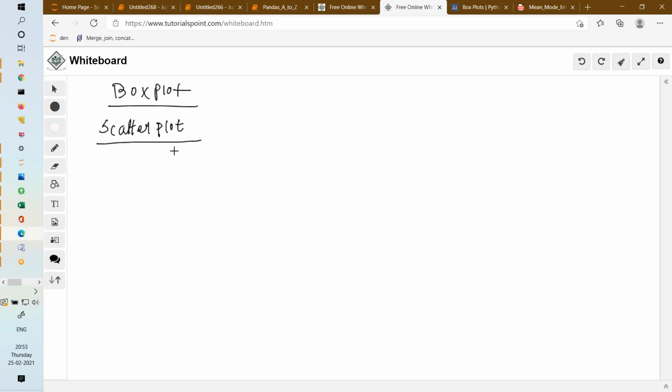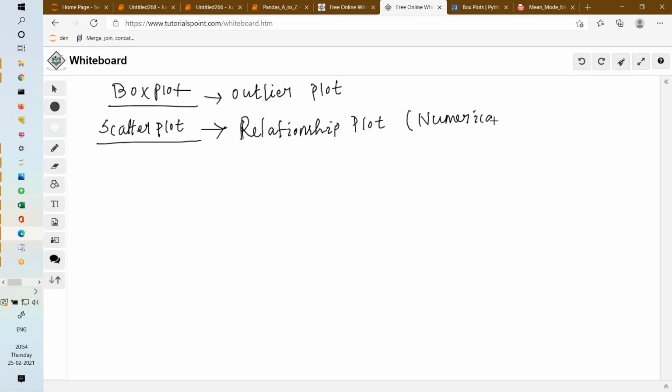So what is your scatter plot? Scatter plot is something which is called relationship plot, right? If you want to understand the correlation between two variables, I will tell you everything, don't worry. So where to use what? Box plot is outlier plot, right? If you want to understand outliers in your data, you will be using box plot. If you want to understand the relationship between two numerical columns, use a relationship plot. This is bivariate. Bivariate means at least two columns you need to pass.